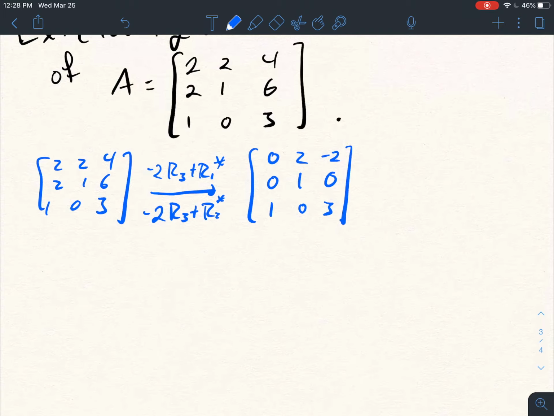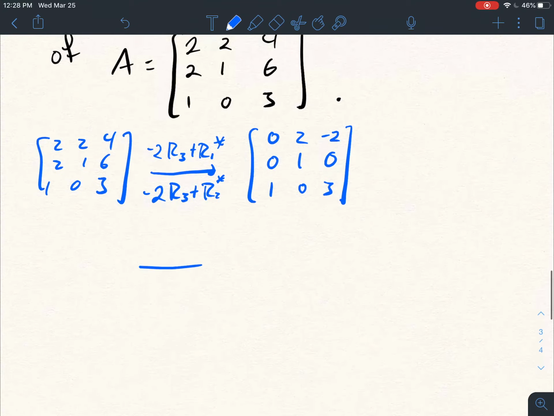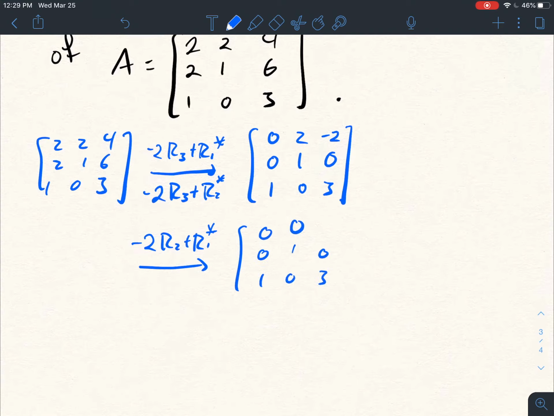Okay, great. And now I have a 1 right here and a 2 right here. So let's use the 1 to make that 2 a 0. So let's do -2, row 2, add it to row 1 and replace. And I get 0, 0, 1, 0, 3, 1, 0. This will be a 0 now. And because this entry is a 0, that also makes this part easy because this will say -2.